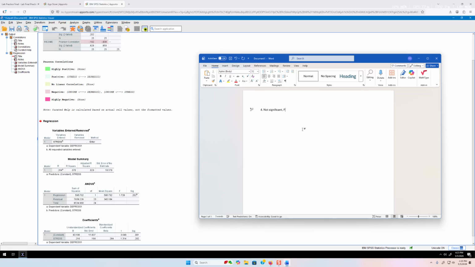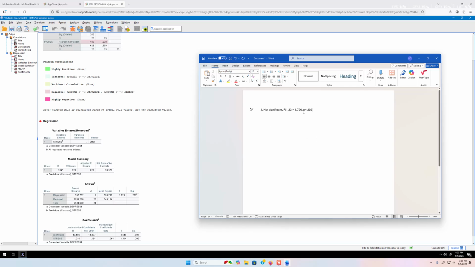And then I like to give the F value here. I prefer to give the degrees of freedom, but you don't have to. You can just give me the F value, 1.726, and the significance value, p equals 0.202. So that is not significant. It's not significantly greater than 0, which means it's a really terrible model. Basically, stress is not a very good predictor of depression. So that's how I would write the answer: not significant.